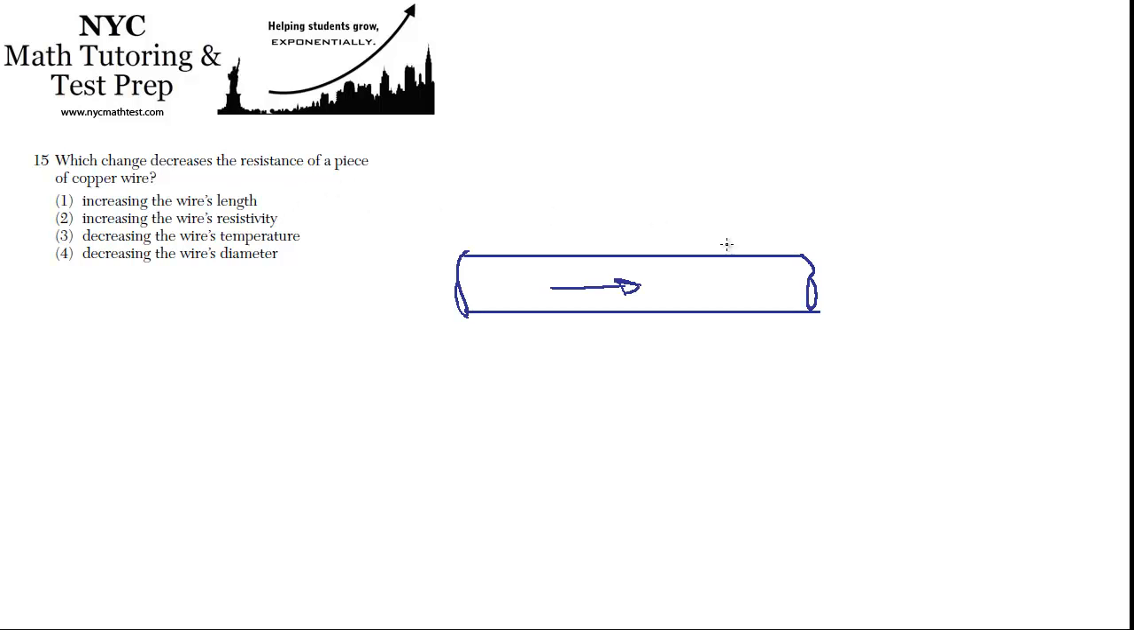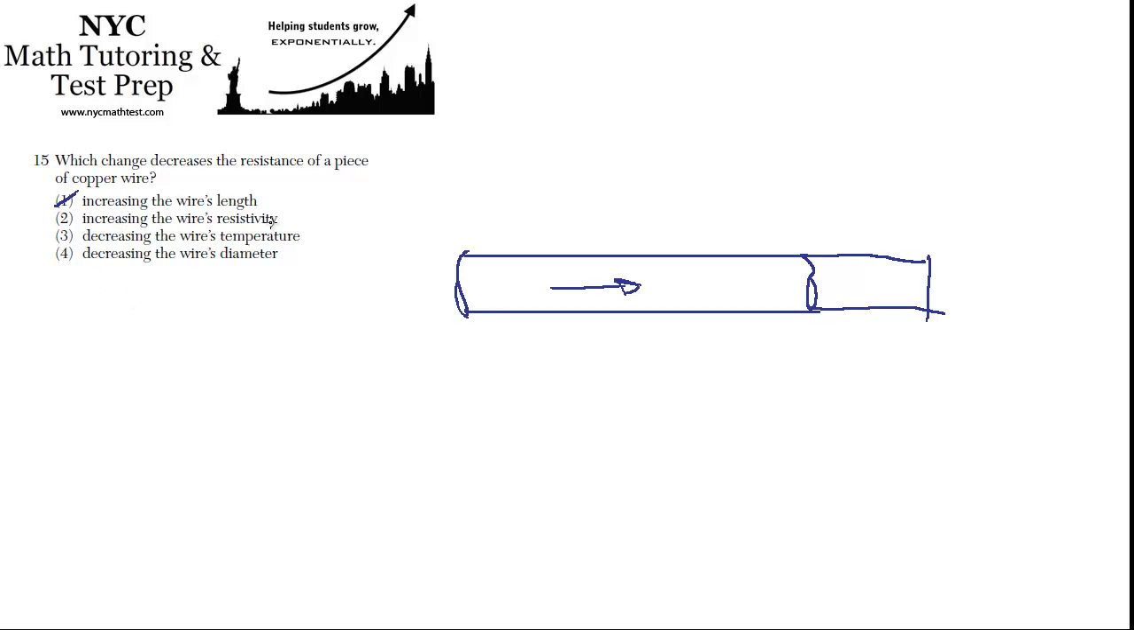Increasing the wire's length. So the resistance through this wire, if we make it even longer, do you think that's going to make it easier or harder for the electrons to fight through? It's going to make it harder. Just common sense, right? If something has to go farther, that's going to produce more resistance.